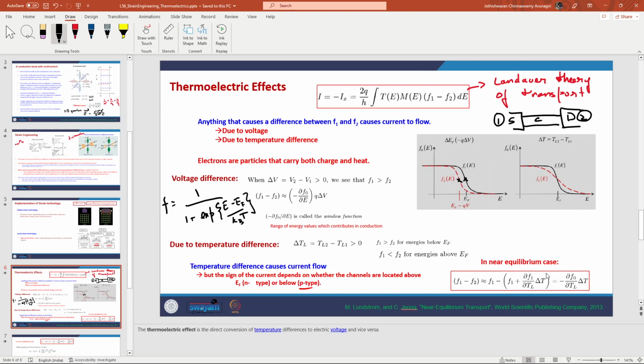Similarly, we can also write the same for the temperature difference. We can again do the Taylor series expansion in terms of the temperature. Previously, when we did this Taylor series expansion, we assumed that the temperature was a constant. Now over here, we will assume that the energy is a constant, and that no external voltage is applied. By doing the exact same analysis, for near equilibrium cases and small delta T's, which is important to remember, we get that F1 minus F2 is approximately minus dou F naught by dou TL. TL is the lattice temperature.